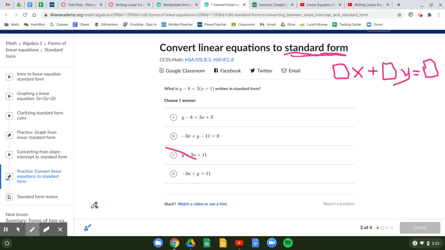But just so you can actually see the practice, I'm going to show you what to do to make sure that is the right answer. So this is set up in that point slope form like we were looking at last section. What you want to do to get it in standard form is to distribute like before. So I'll have y minus 8 on the left equals 3x and plus 3. 3 times 1.